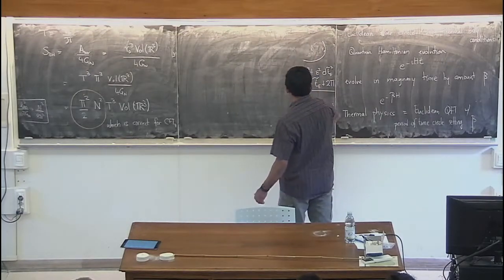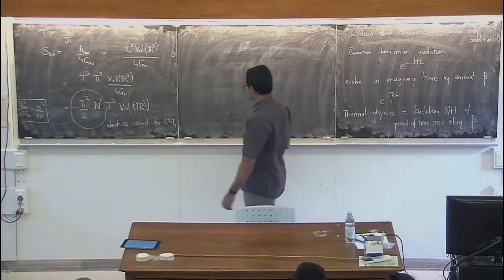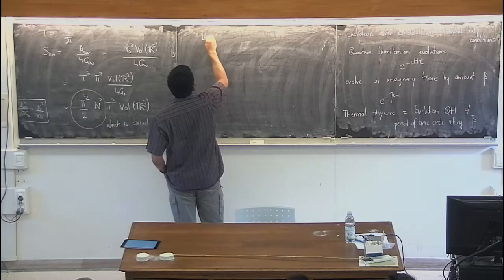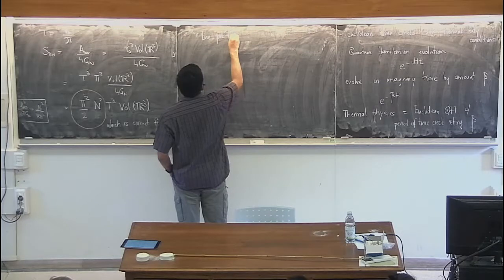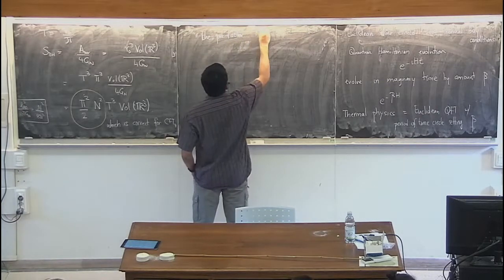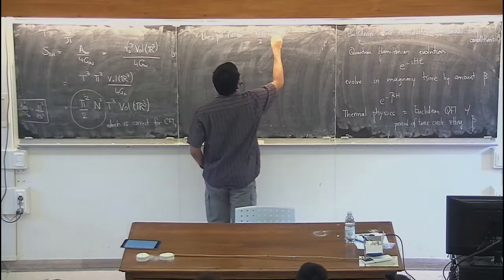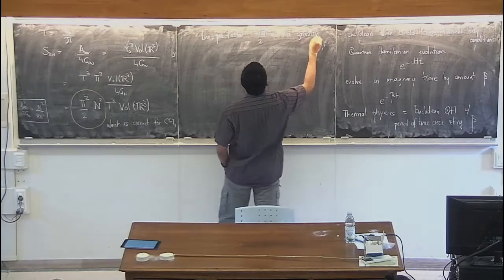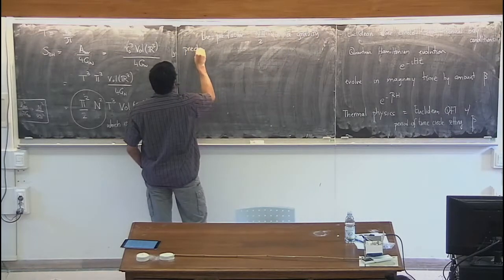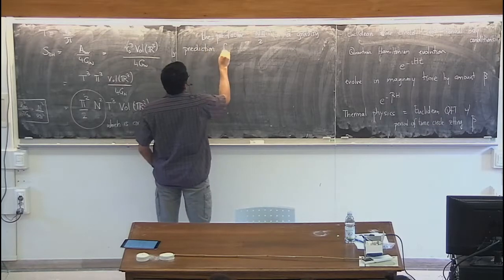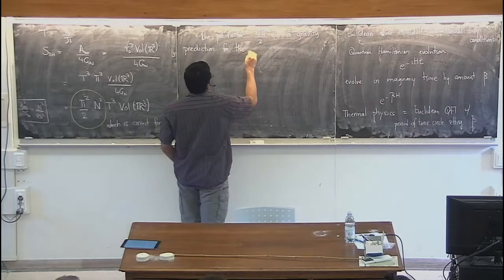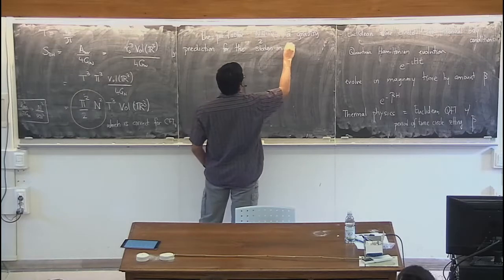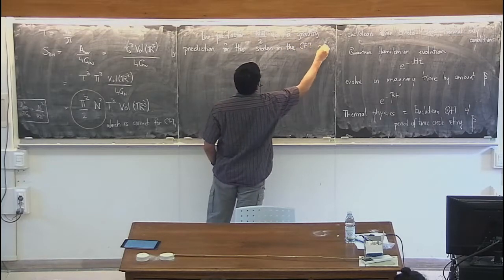So the prefactor, which is N squared pi squared over 2, is a gravity prediction for the density of states, for the number of states in the CFT. At strong coupling.